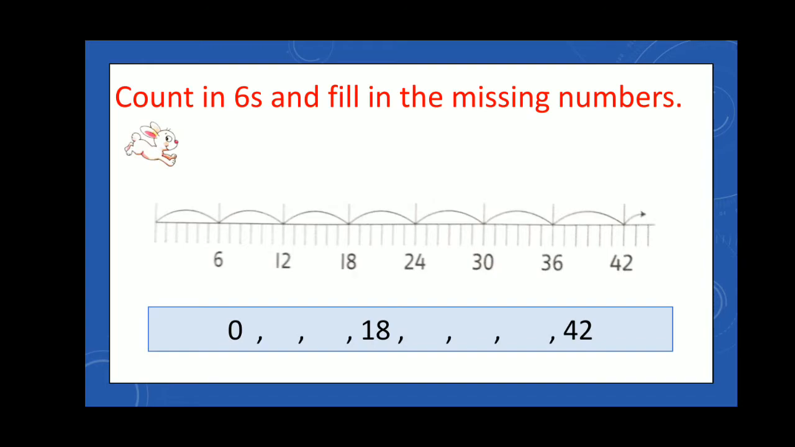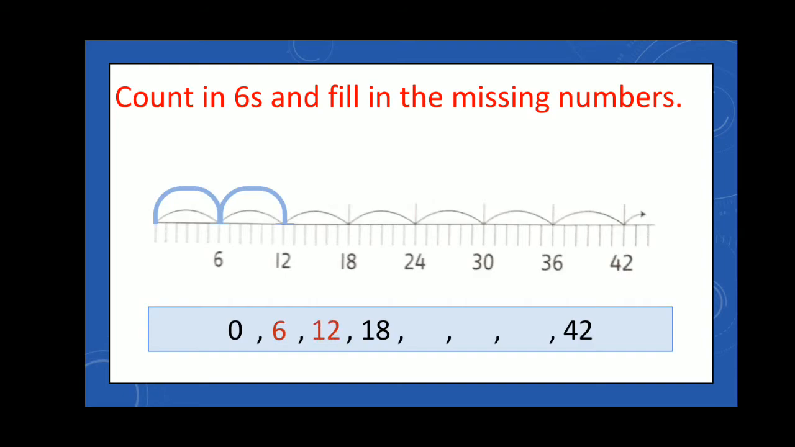Let's learn the table of 6. Now as you can see, there is a number line and number blocks in which some numbers are missing. Now students, you have to count in 6s to fill the missing numbers. Here is a bunny. He is jumping from 0 to 6. So let's write the missing number 6. Then from 6 he jumps to number 12. Let's write the missing number 12.